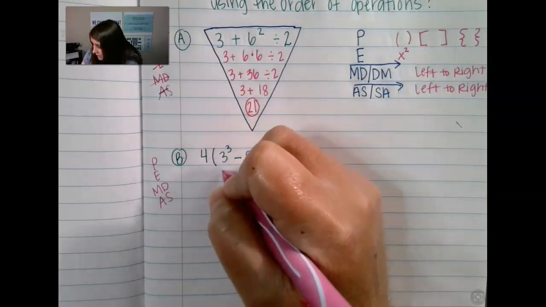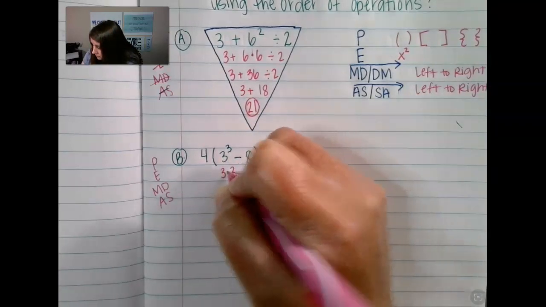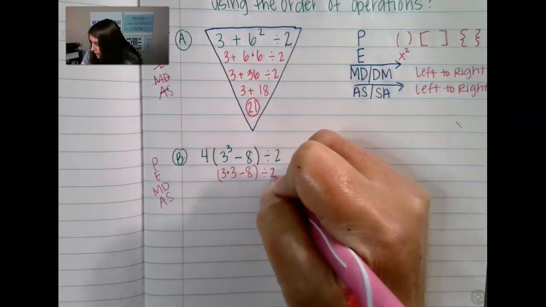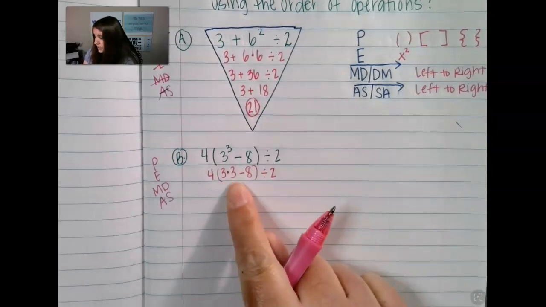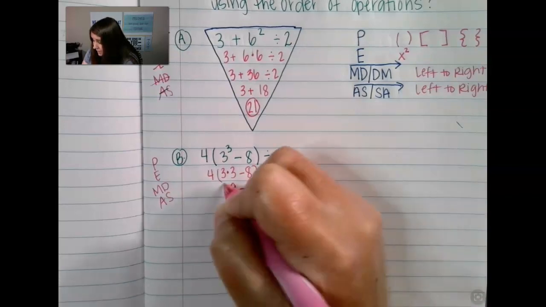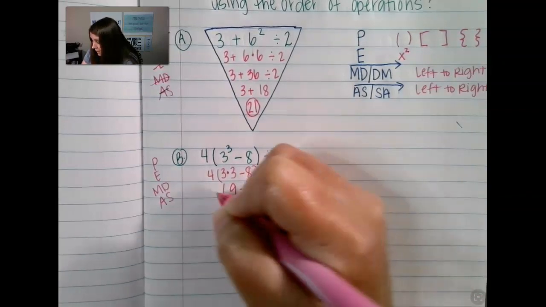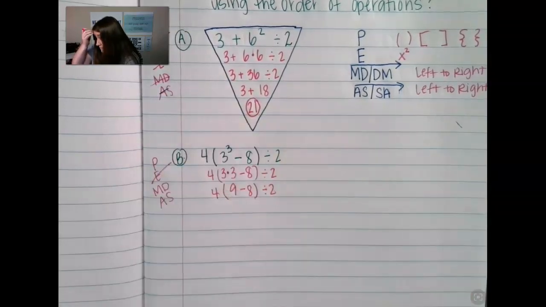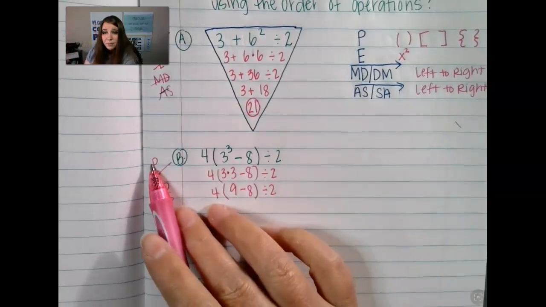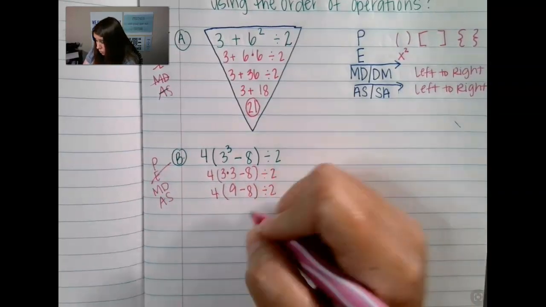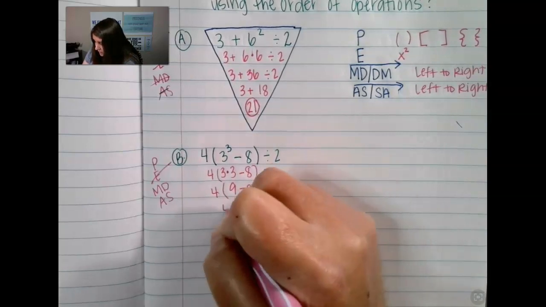We know that this is the same as saying 3 times 3 minus 8. All of that is inside my parentheses. Well, 3 times 3, that's 9. I'm just going to keep working my way down. Okay, I'm done with my exponents. I'm still not done with my parentheses though. I still have something in them, so I need to continue working on those. 9 minus 8 gives me 1. I'm going to keep that in there.